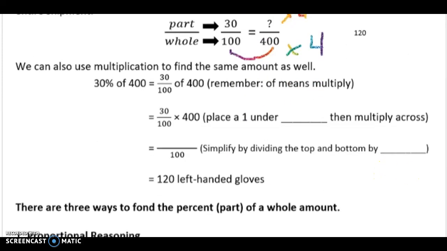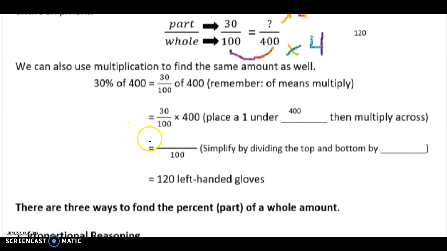Alright, you can also use multiplication to find the same amount as well. We can either multiply by a fraction or multiply by a decimal. In this example, we'll multiply by the fraction. So 30% of 400 is the same thing as 30 over 100 of 400. So remember, of means multiply. So if we have of right here in between our percent and our whole, then we can just put a multiplication sign there. And we're going to place a 1 under 400 so that it looks like a fraction, and then we'll multiply across.